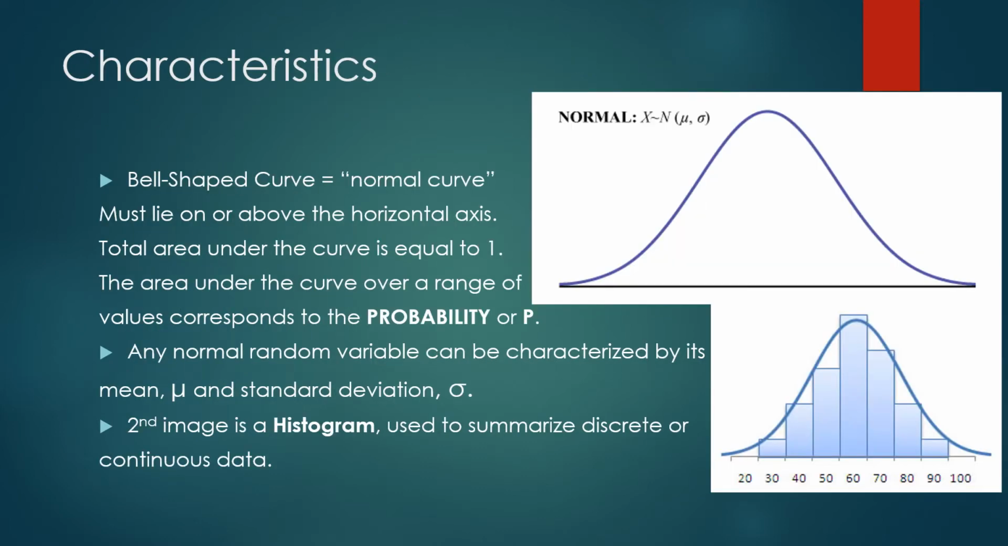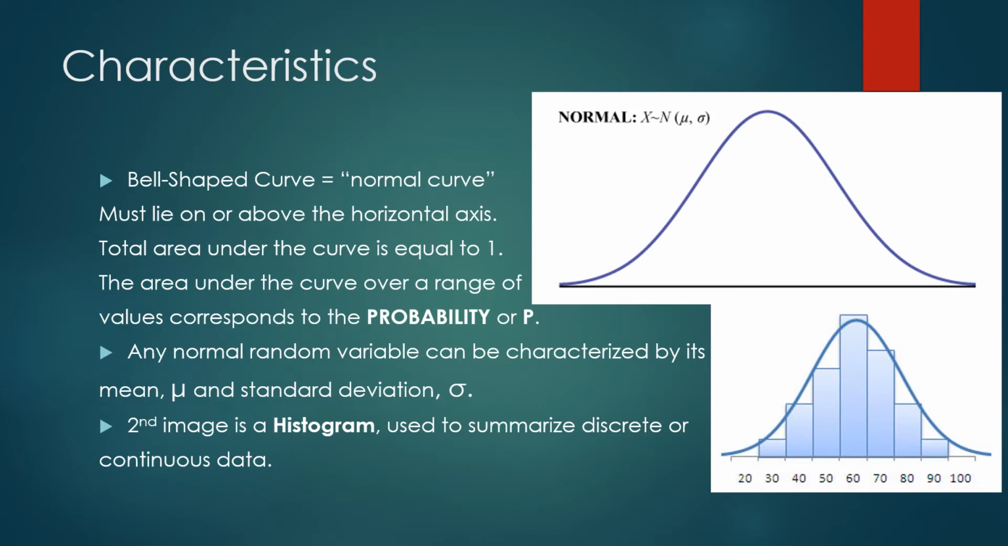So what are some characteristics of normal distribution? If you were to draw it out, it would be a bell-shaped curve. As you can see in the first image on the right, the bell-shaped curve must lie on or above the horizontal axis. The total area under the curve is equal to 1, and the area under the curve over a range of values corresponds to the probability. Any normal random variable can be characterized by its mean, mu, which is that Greek letter, and standard deviation, which is sigma.